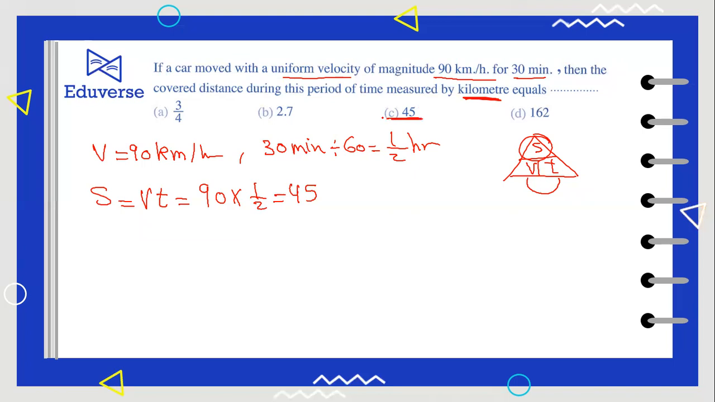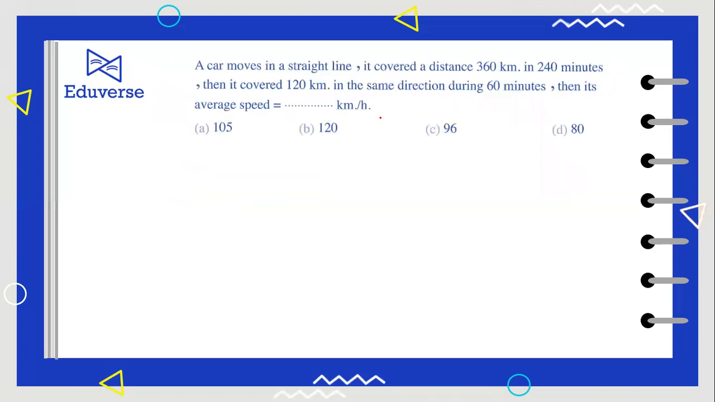Okay, next. A car moves in a straight line. It covers a distance of 360 kilometers in 240 minutes. Then it covered 120 kilometers in the same direction during 60 minutes. Then its average speed equals what? I want to find the average speed here.